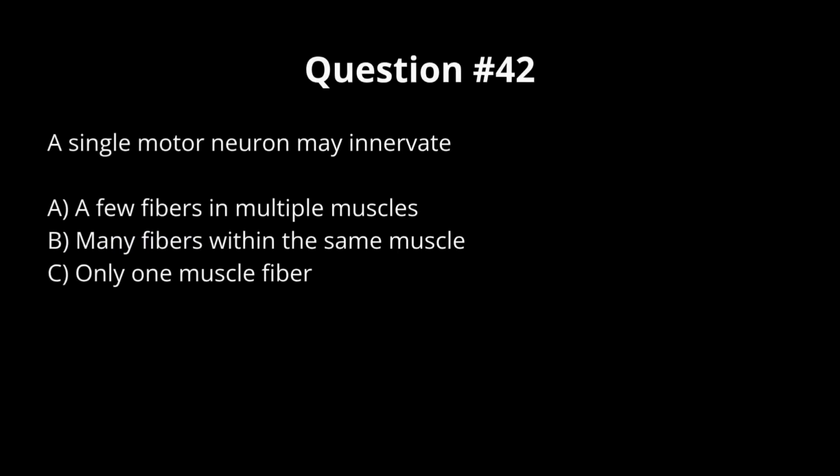Question number 42. A single motor neuron may innervate A. A few fibers in multiple muscles. B. Many fibers within the same muscle. C. Only one muscle fiber. The correct answer is B. A motor neuron branches to activate multiple fibers within one muscle, coordinating contraction.